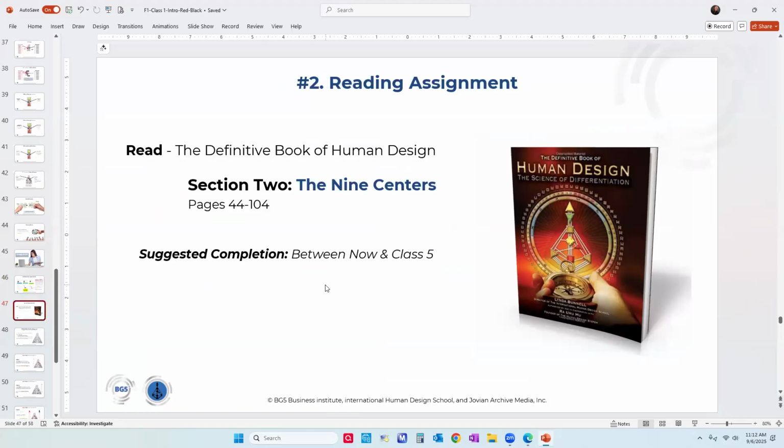Your reading assignment, not just for this week, this one you would do between now and class 5, is to start reading about the 9 centers. As you can see, it's a decent amount of pages. So you just want to pace yourself, keep going into the book in the way that we're recommending, and read a little bit at a time, put it down and take it in.